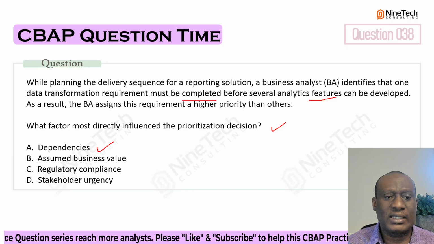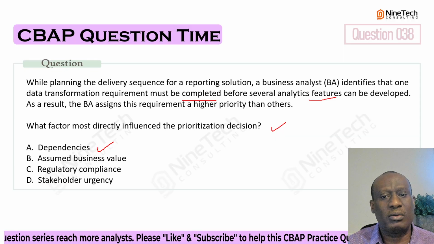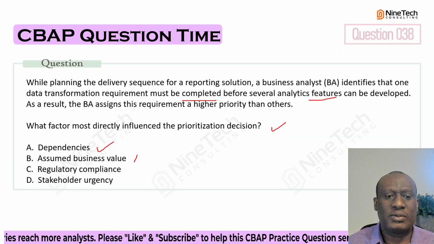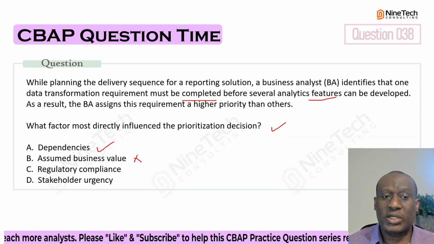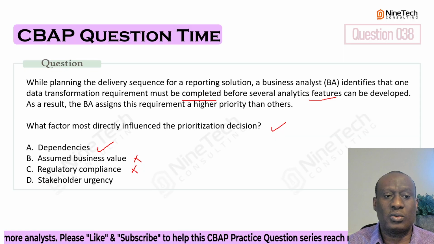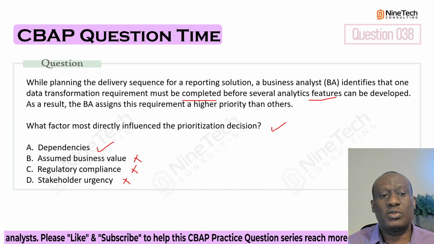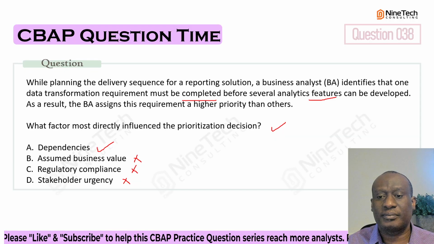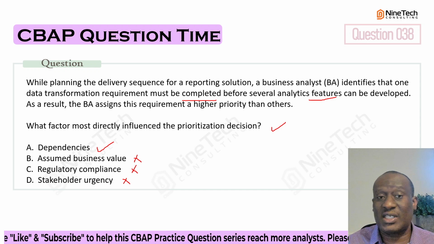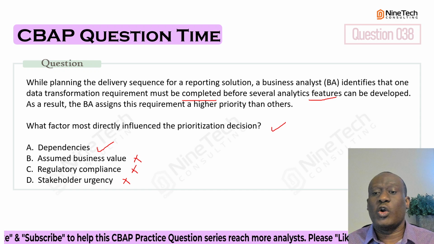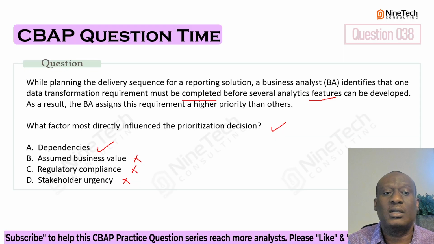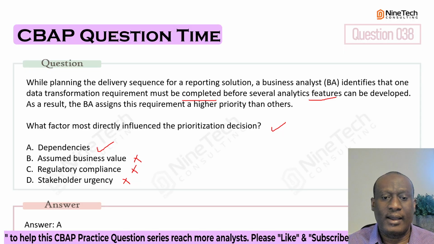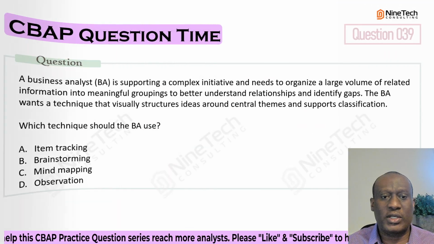So let's look at business value. Not really, not necessarily. Say no to that. Regulatory compliance, the question did not say anything about regulatory compliance, so that's a no. Stakeholder urgency, no. It's just based on dependencies. So what you need to watch out for is "must be implemented before." If you see the statement must be implemented before, or a prerequisite, or cannot proceed until, that will be a dependency. Let's see the answer. Awesome. The answer is A. I hope you got that. We have two more questions.